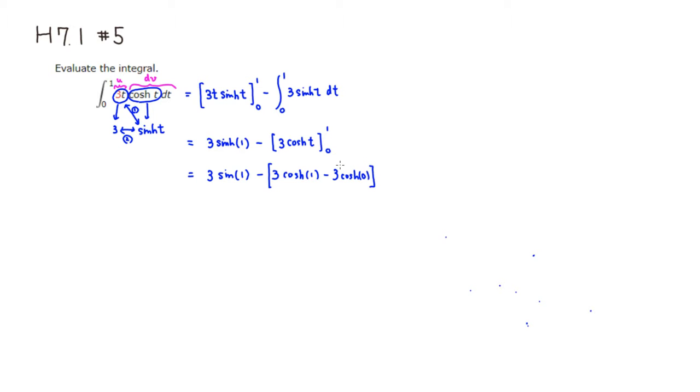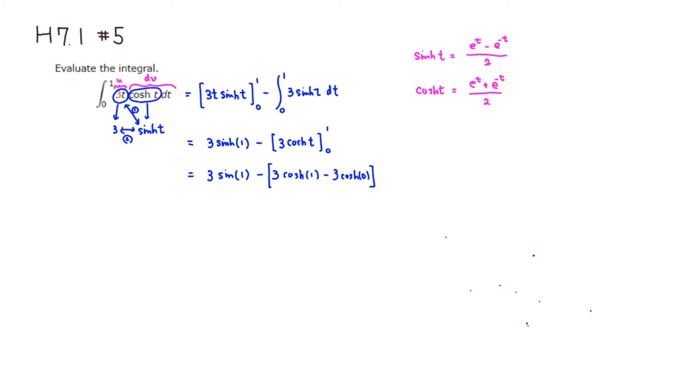If you remember the definition of hyperbolic sine and hyperbolic cosine, hyperbolic sine of t is defined as e to the t minus e to the negative t over 2. And hyperbolic cosine of t is defined as e to the t plus e to the negative t over 2.